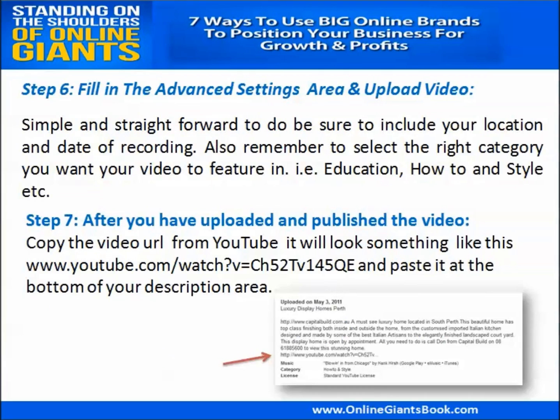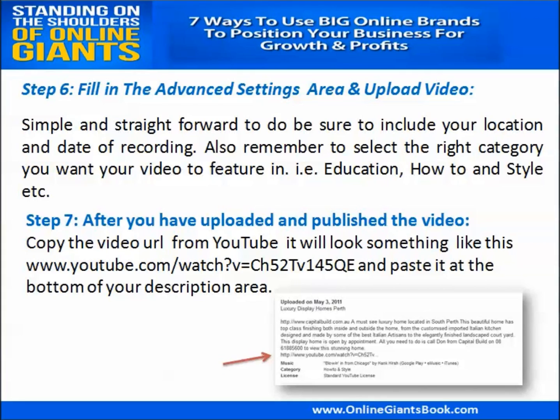And step 6 is to fill in the advanced settings when you're uploading your video to YouTube, and it's simple and straightforward to do. Just include your location and the date of the recording, and also remember to select the right category that you want your video to feature in. There are plenty of categories like education, how-to and style.